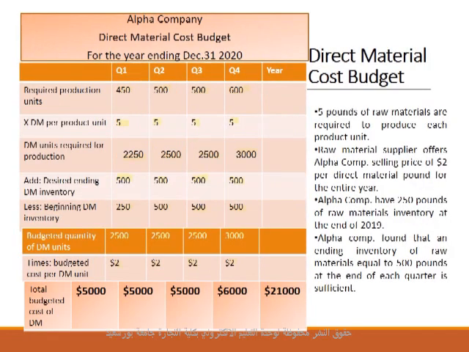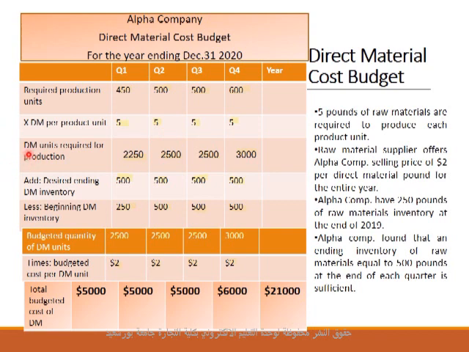Now we can review direct material cost budget preparation. Required production units is obtained from the previous production budget. According to the previous production budget, Alpha Company needs to produce 450 units in the first quarter, 500 units in the second quarter, 500 units in the third quarter, and 600 units in the last quarter. This should be multiplied by direct material per product unit, and it's mentioned over here that 5 pounds of raw material are required to produce each product unit. So 5 pounds of raw material are needed to produce each product unit.